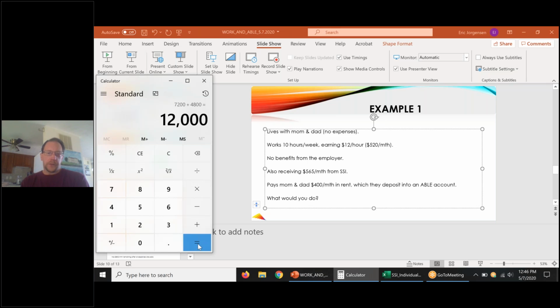Now, this can adjust if additional expenses come in. If you want to use some of the money for monthly expenditures, what have you. But that's what I would be doing. I would be taking the extra $600 a month and putting it into the ABLE account for the individual.